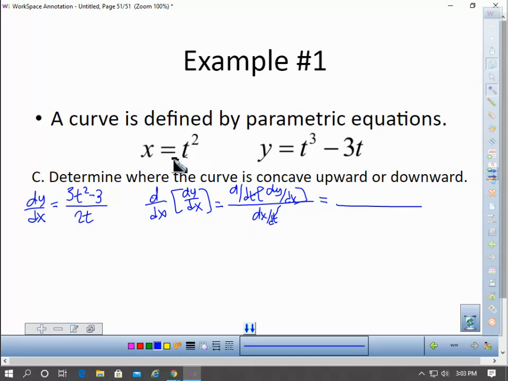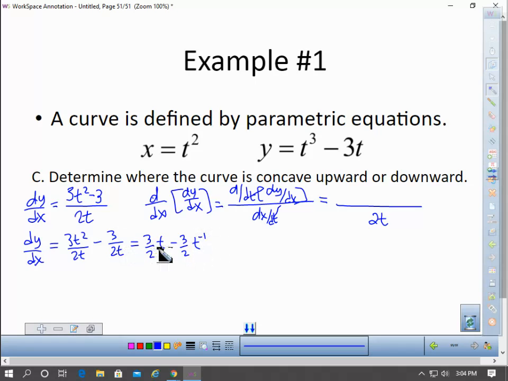All right? And dx/dt is 2t. I'm going to put that in there. So I just need the derivative of this in terms of t's. Now, what will make this derivative a little easier is if I split this into two fractions: 3t squared over 2t minus 3 over 2t, and then rewrite this as 3/2 t minus 3/2, and then make this a t to the negative 1 by moving that t in the denominator upstairs.